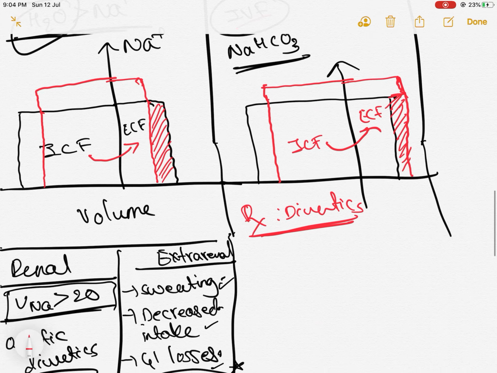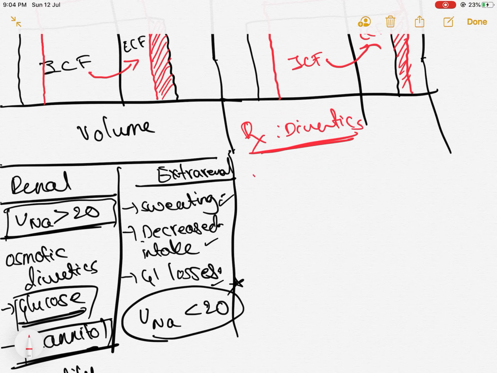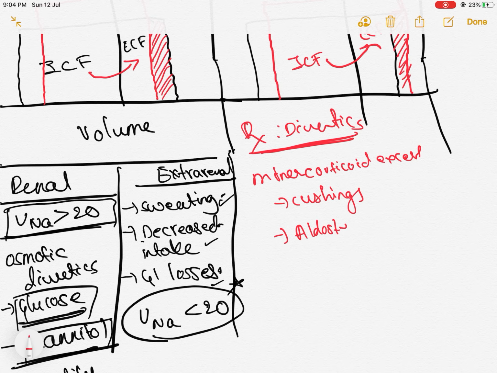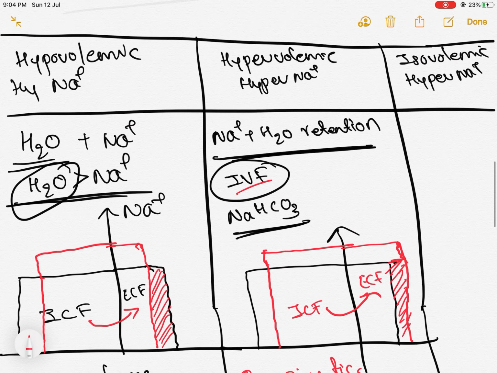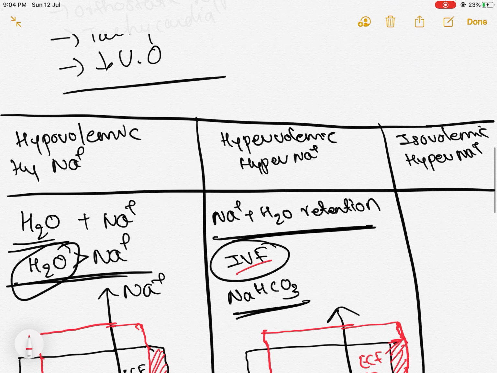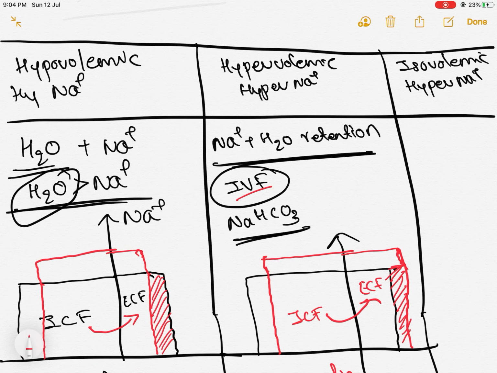Now hypervolemic hypernatremia can also occur due to mineralocorticoid excess. So this is seen in Cushing's, also seen in aldosterone excess. So hyperaldosteronism can also cause hypervolemic hypernatremia. Now isovolemic hypernatremia means the volume status of the patient is normal.